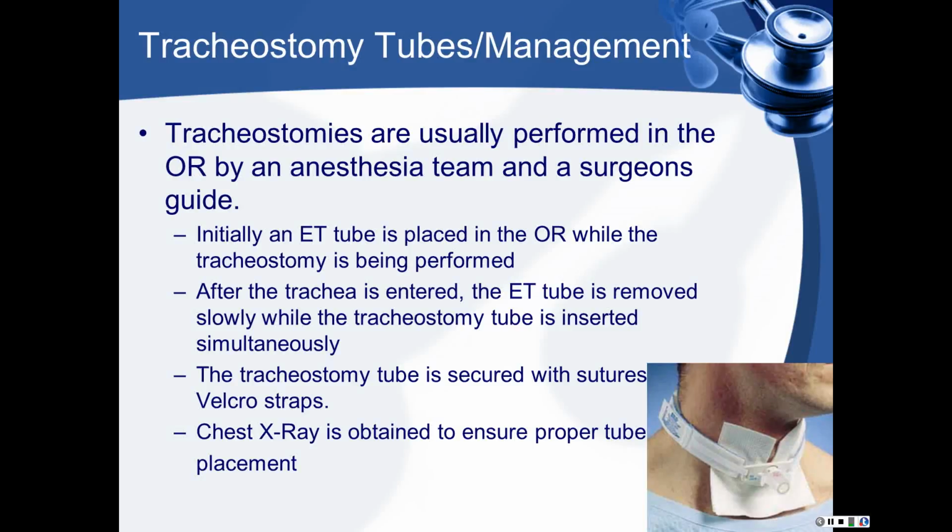So initially the ET tube is placed in, and then after the trachea is entered in the OR, the ET tube is going to be slowly removed while the tracheostomy tube is being slowly inserted simultaneously. The tracheostomy tube is going to be secured, and then a chest x-ray is going to be done to ensure that it is properly placed.